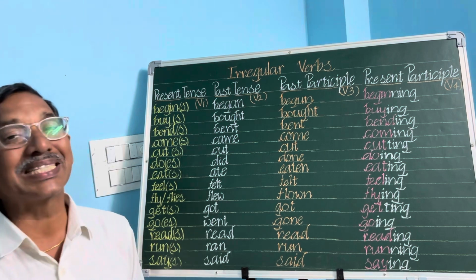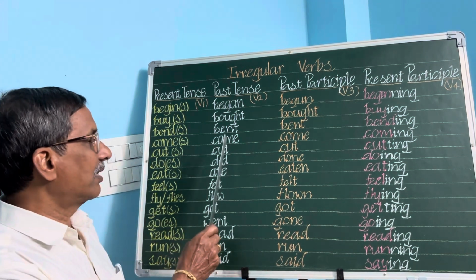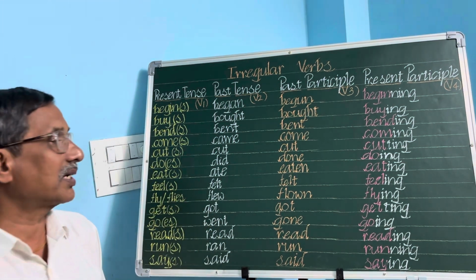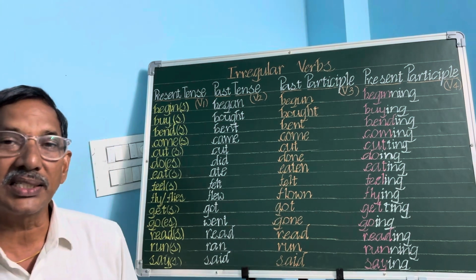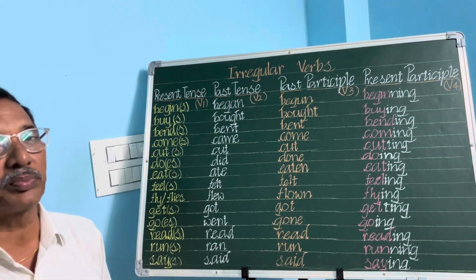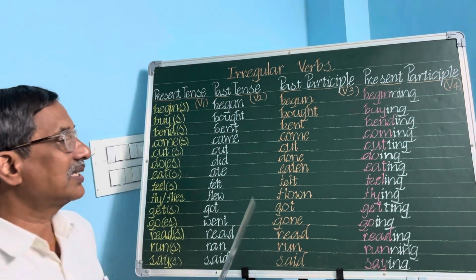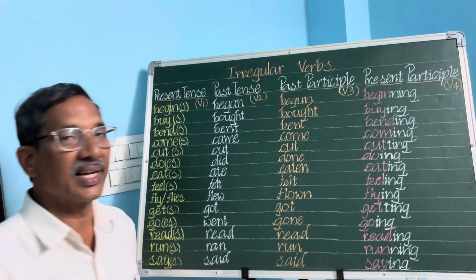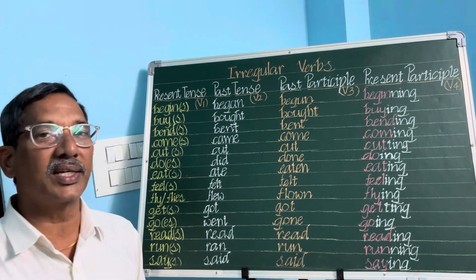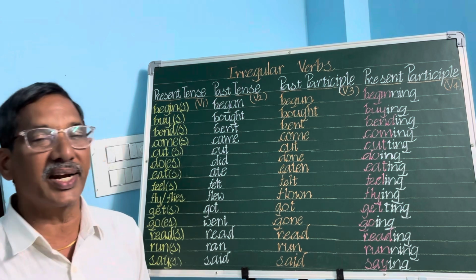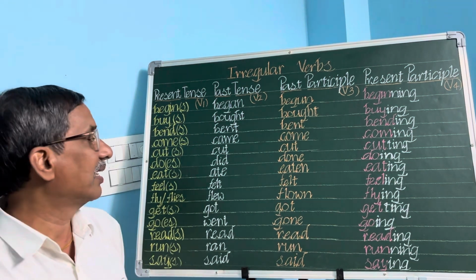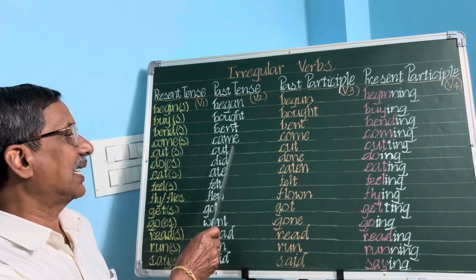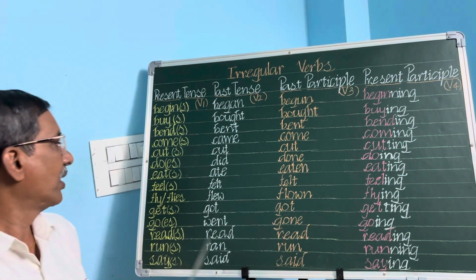Cut. The s form is cuts. The past tense form is also cut, and the past participle is also cut. It is unchanged. And cutting. The last letter is doubled while adding ing, cutting. So cut, cuts, cut, cutting.